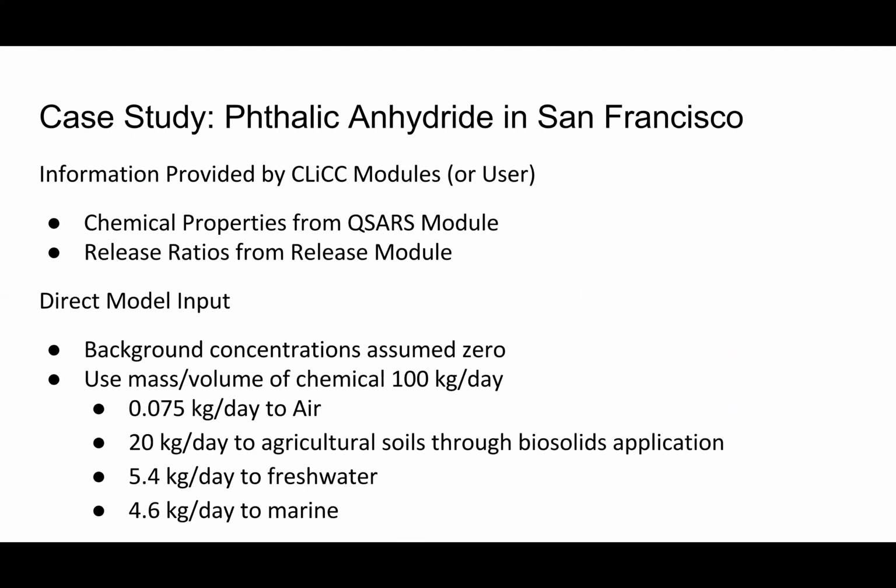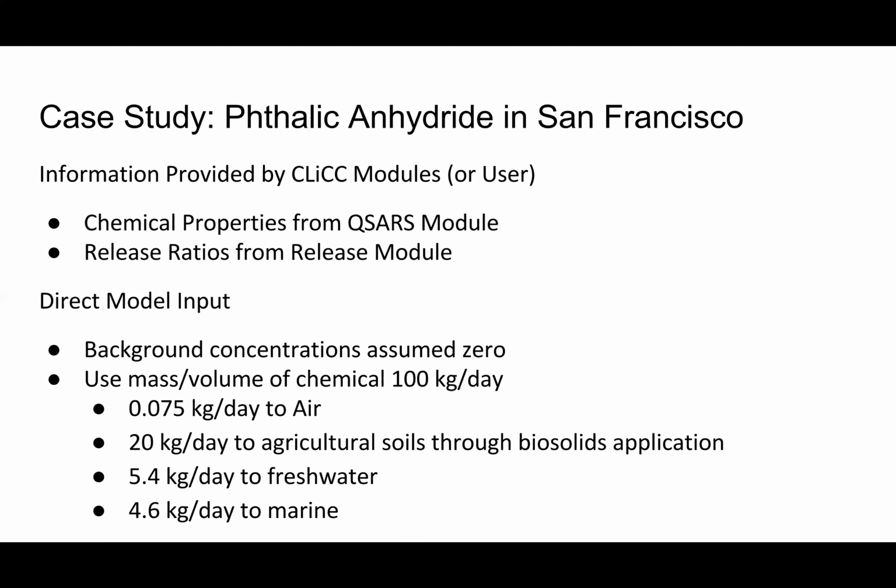So going back to phthalic anhydride, if we use San Francisco as a case study, we have our chemical properties, which we need for the Phaeton transport model, from the QSARs module, which we went over at the beginning of this webinar. We also have predictions of release ratios from the release module. Now keep in mind that these release ratios are for the global environment, so we have to scale it down to the San Francisco region.